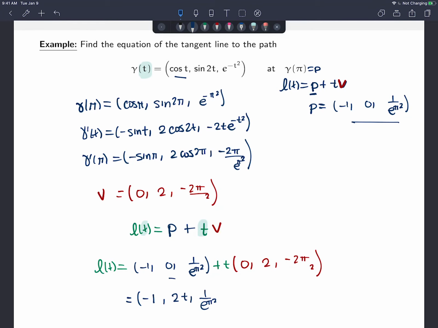So e to the 1 over e to the pi squared times, I'm going to put 1 minus 2, and I erased it here. So 1 minus 2 pi t. Okay, so 1 comma 2t comma 1 over e to the pi squared times 1 minus 2 pi t. Okay, so this is my equation, and I'm going to keep going, and I want to do a graph of this like we have done in the other videos in GeoGebra to see that this actually makes sense.